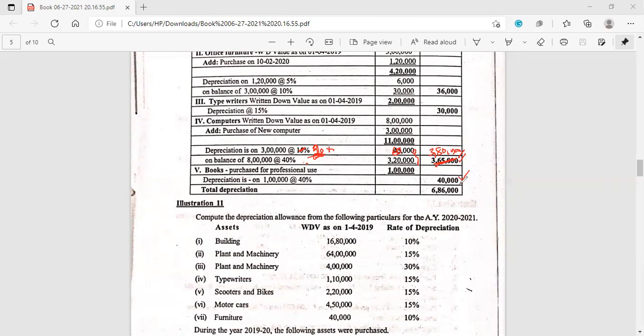The total value will be 6,86,000 plus 15,000, 7,01,000. So be careful, 7,01,000. So this is about the amount of depreciation. So this is about the solution of the problem. We'll see some other problems on depreciation in the next session. Thank you.